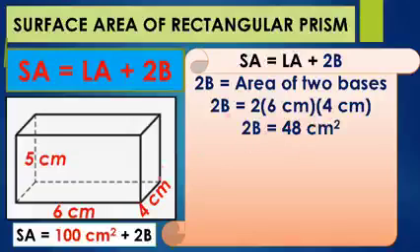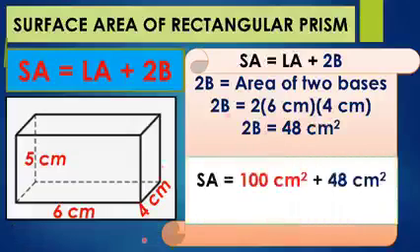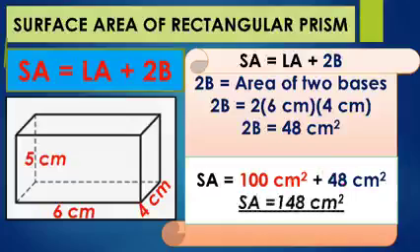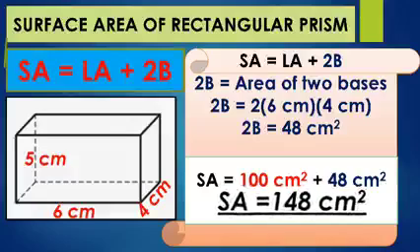So meron na tayong value ng 2B. Substitute ulit natin. To find the surface area of this rectangular prism, simply add the lateral area, which is 100 square centimeters, and the two bases, which is 48 square centimeters. And the sum is 148 square centimeters. Therefore, the surface area of this rectangular prism is equal to 148 square centimeters.